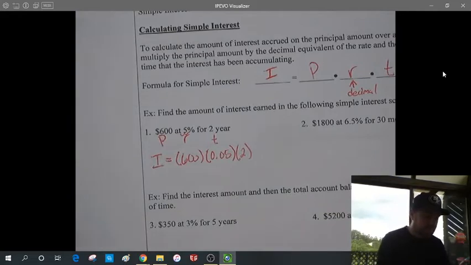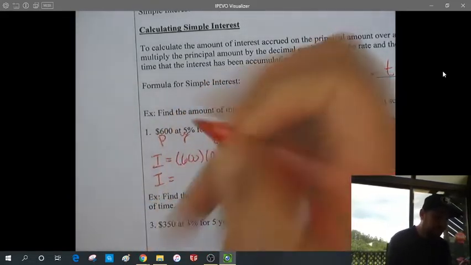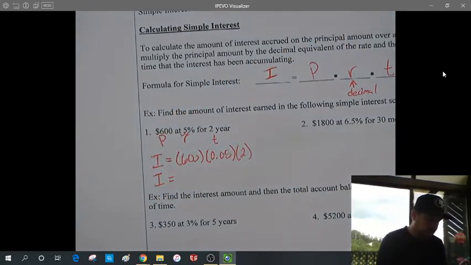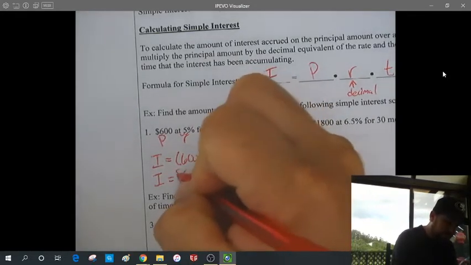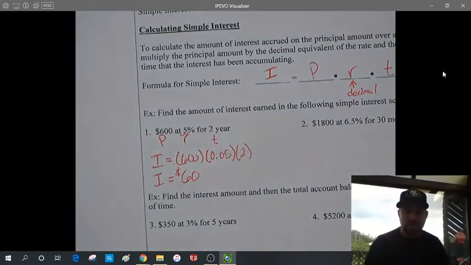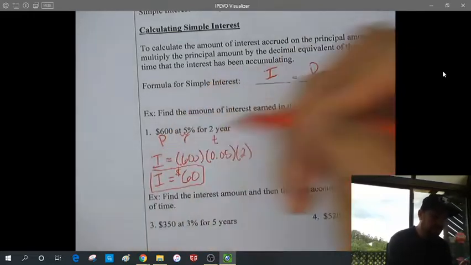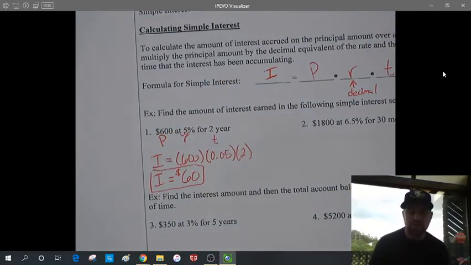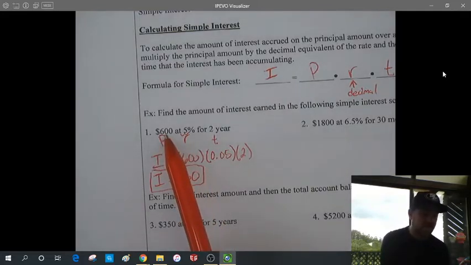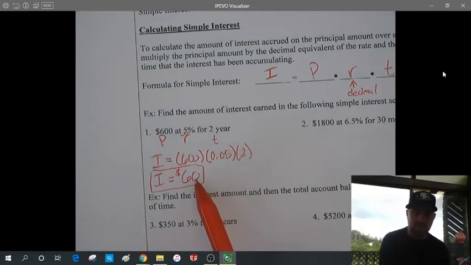So now I can take my calculator and multiply those, so 600 times 0.05 times 2, and we come up with $60. So what that means is if this was a savings account situation, then after 2 years, if you were earning 5% interest per year on your $600 investment, that now in the bank, instead of having just $600, you would have another $60 on top of that, so you'd have a total of $660.